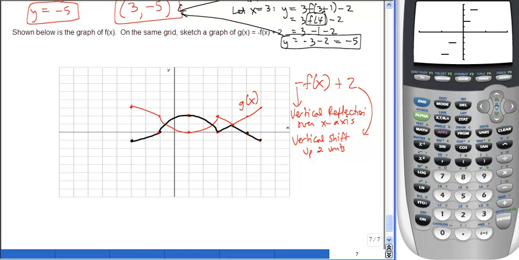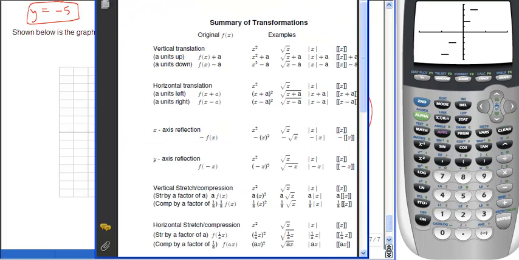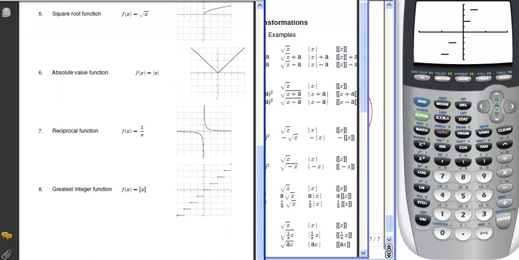Okay, that's a lot of information in one lecture, a lot of information about transformation. So don't forget to review your summary of transformations and your function library. And make sure you know all of those graphs, be able to graph these by hand, and identify all of your different transformations as well.